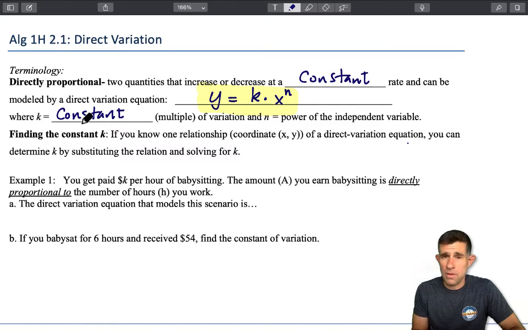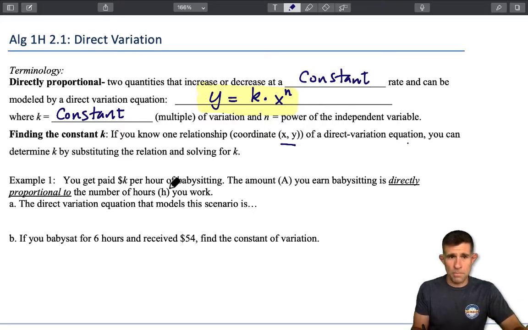Now k is going to represent the constant of variation, or the multiple of variation, and n is simply going to represent the power on the independent variable. Now when it comes to finding the constant k, we can do this if we know one relation or coordinate x, y of the direct variation equation. All we have to do is substitute that relation in and solve for k, and then we'll know what the constant of variation is for that relationship.